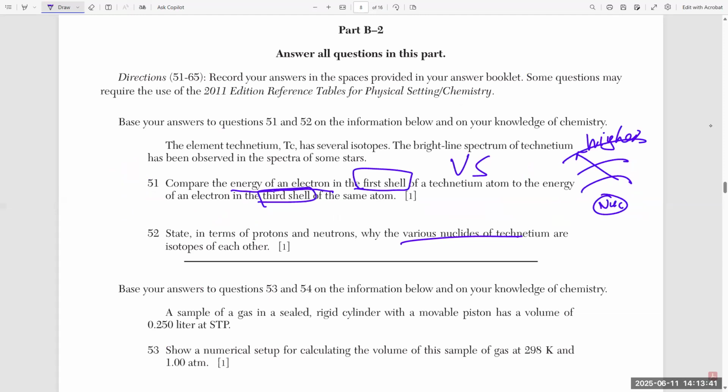You guys remember bright line spectra is the thing we saw where if you look through the spectroscope at different elements, the glass light-looking thing, the lab we did, it gives you different lines at different colors of the rainbow. Well, remember, for future reference, these lines are the light that's released when excited electrons come back from an excited orbit. But that being said, 52 has nothing to do with bright line spectrum, nor anything to do with technetium. It's just asking what the difference of isotopes is, right? So what are isotopes?